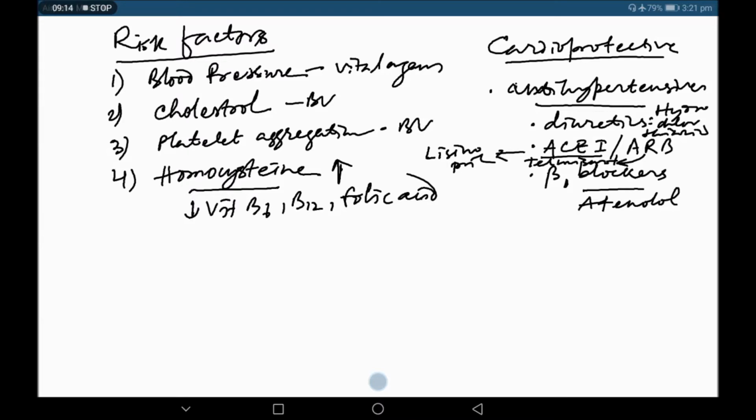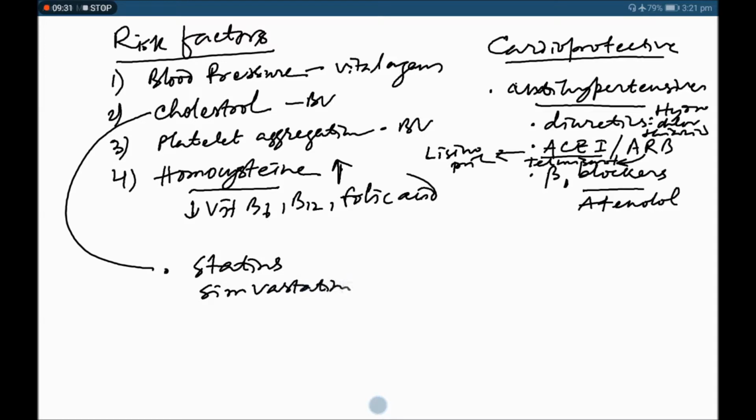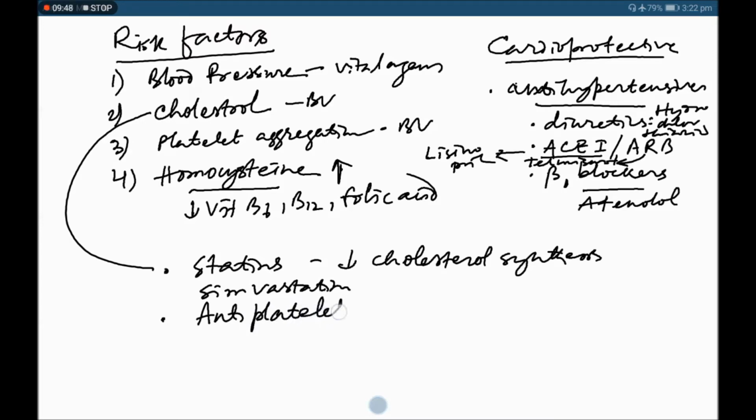Okay. Then we can have drugs for cholesterol. For cholesterol, we can use statins, like simvastatin and atorvastatin, and these drugs reduce cholesterol synthesis. Then we can have antiplatelet drugs. To inhibit platelet aggregation, we can use drugs like aspirin in a low dose of 75 mg.